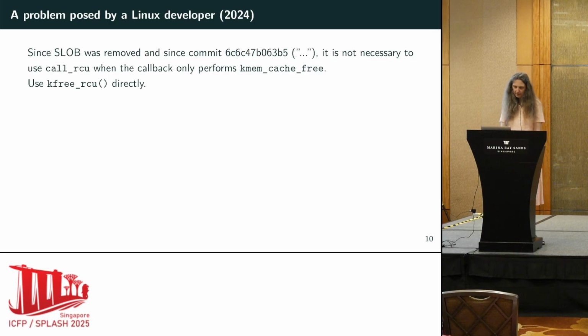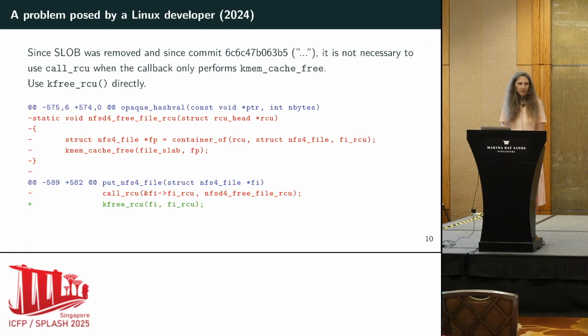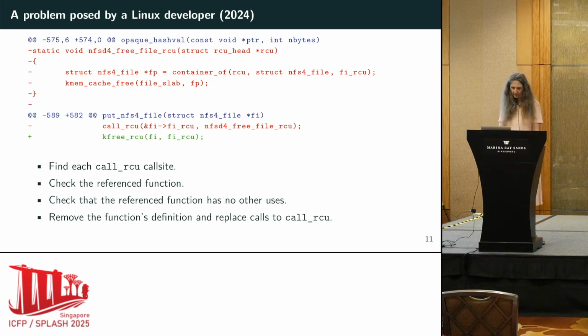Use kfree_rcu directly. So the point here is that these are functions that are very specific to the Linux kernel. We're using the knowledge of the developer, which is that certain things are not necessary anymore, and we just want to express that and clean things up according to some change that has recently happened in the Linux kernel. So here is an example of the typical change. We can look at that again here.